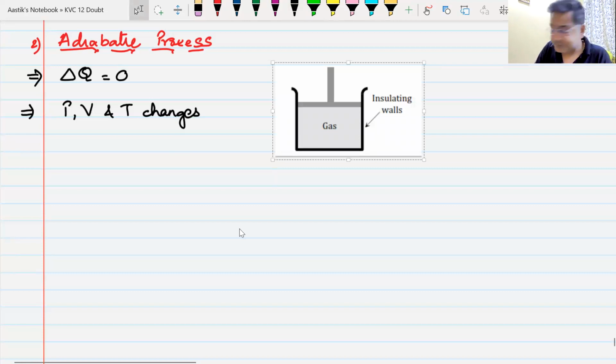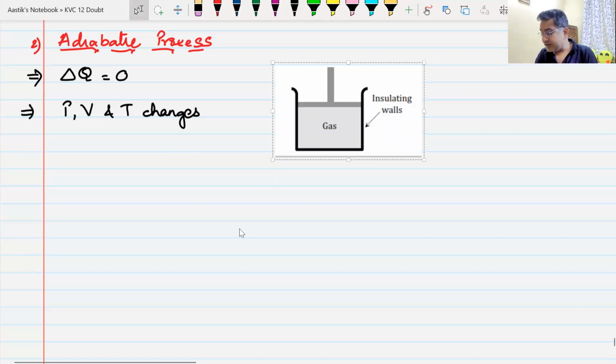What do you want to have for an ideal adiabatic process? For an ideal adiabatic process, what should be the condition? Yes, the container is perfectly insulating. Why do you want it to be perfectly insulating?